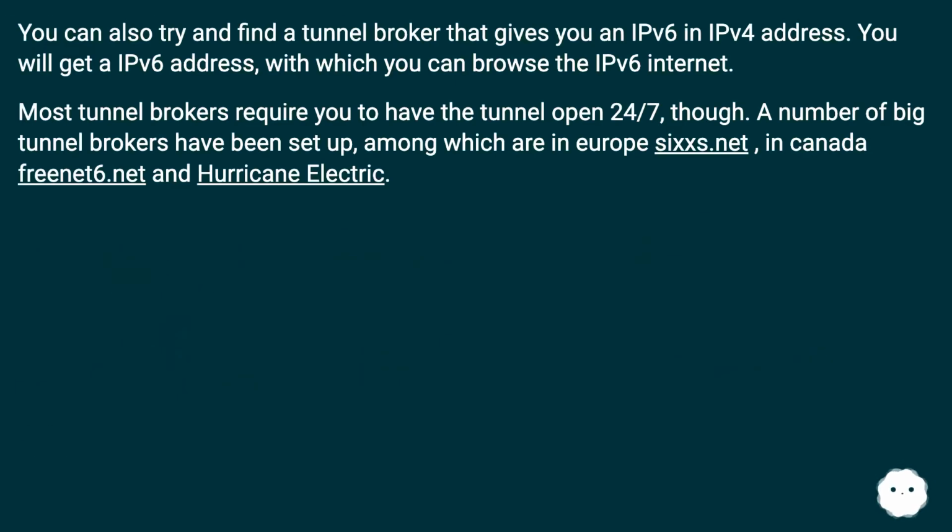You can also try and find a tunnel broker that gives you an IPv6 in IPv4 address. You will get an IPv6 address, with which you can browse the IPv6 internet. Most tunnel brokers require you to have the tunnel open 24/7, though. A number of big tunnel brokers have been set up, among which are, in Europe, SixXS.net, in Canada, Freenet6.net, and Hurricane Electric.